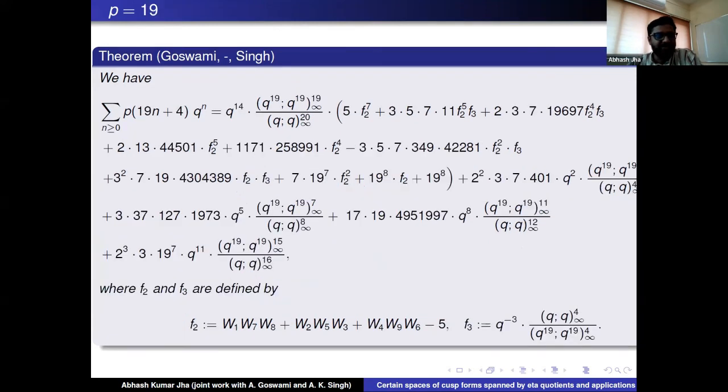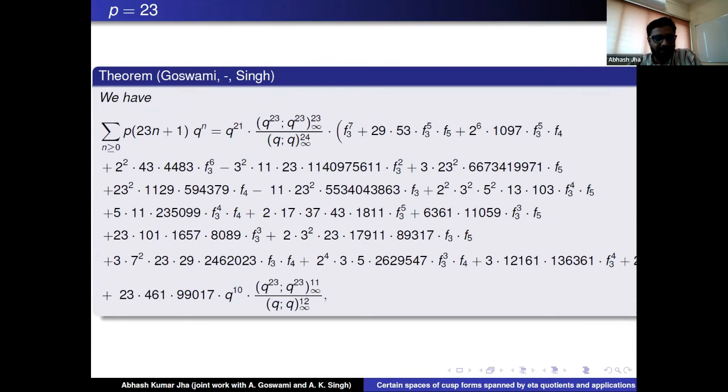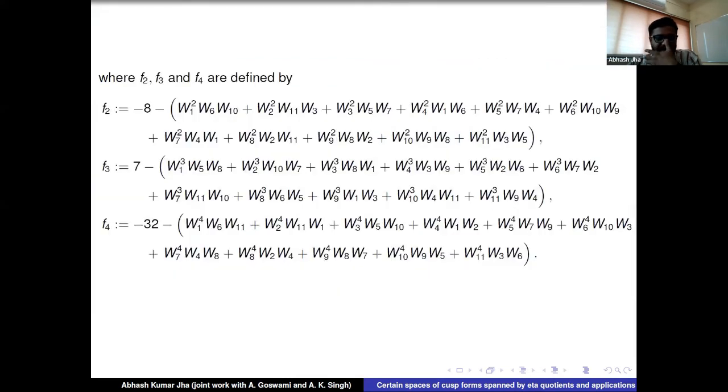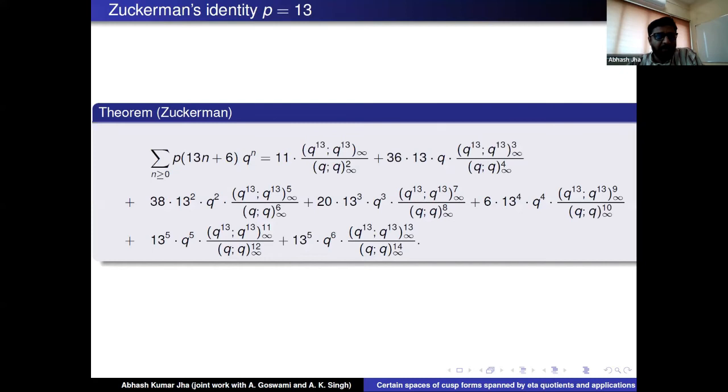And for P equals 19, this identity looks something like this. And also for P equals 23, it looks something like this. So this is one thing one can get using a nice basis. One can get some identities for the partition function. Now, another thing is we also obtain this one.